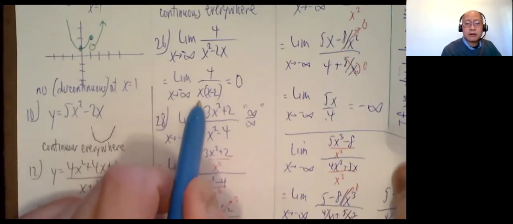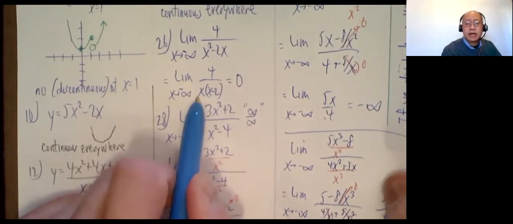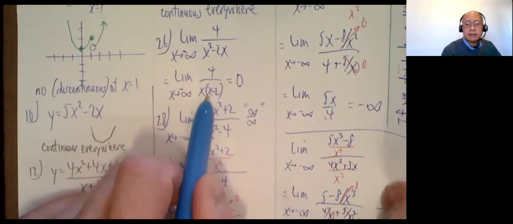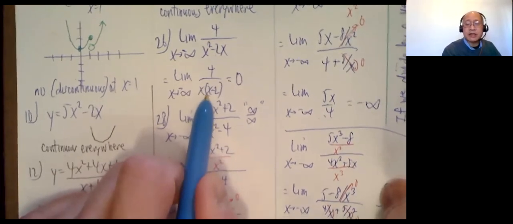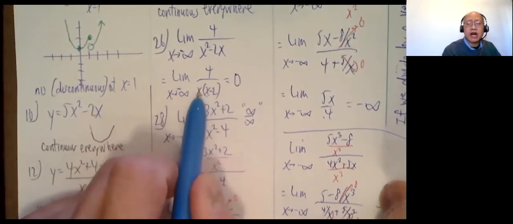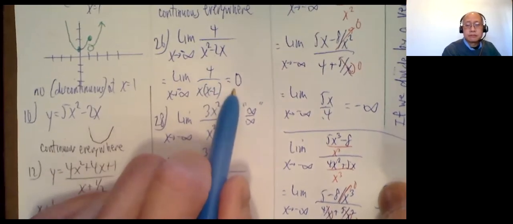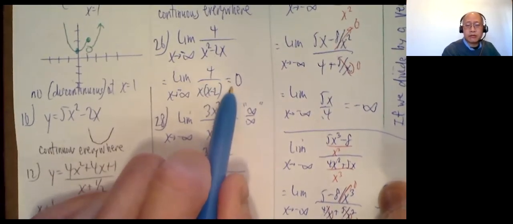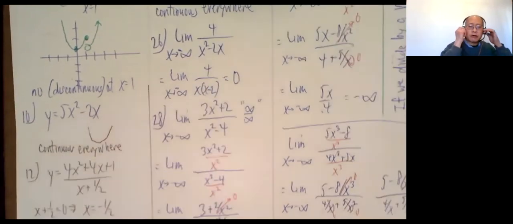Okay, if I factor, plug in negative 1,000,000. Negative 1,000,000 times negative 1,000,002, you get a big positive. Negative times negative is positive. 4 divided by a big positive, that's 0. That's 0 in the limit, we say. It's really, really small. 4 divided by a super big number, okay?